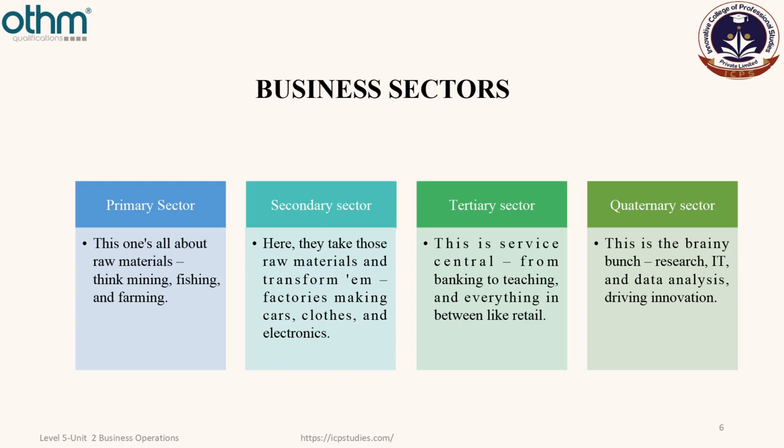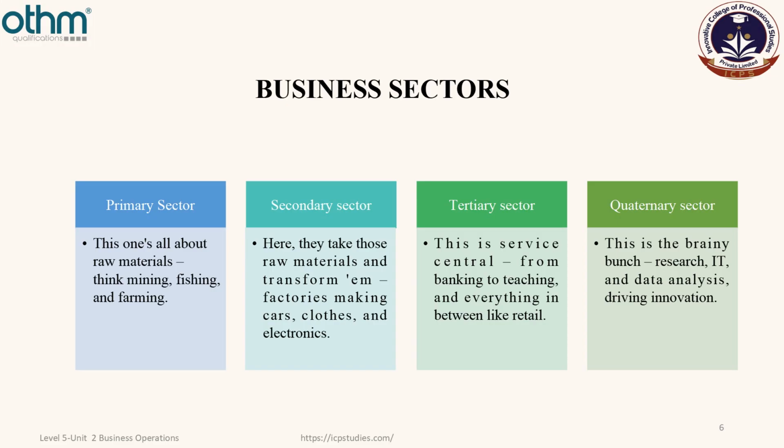What is the primary sector? The primary sector is all about raw material. Think mining, fishing, and farming. These are all included in the primary sector. Then we have the secondary sector. In the secondary sector, we take all those raw materials and transform them in factories, making cars, clothes, and electronics. So in the primary sector we have the raw material, and in the secondary sector we make something from these raw materials.